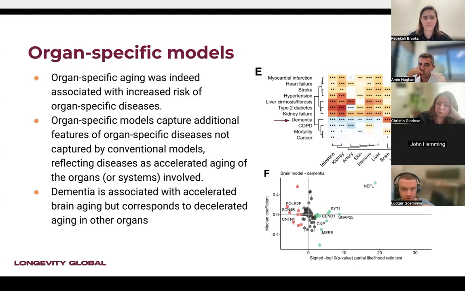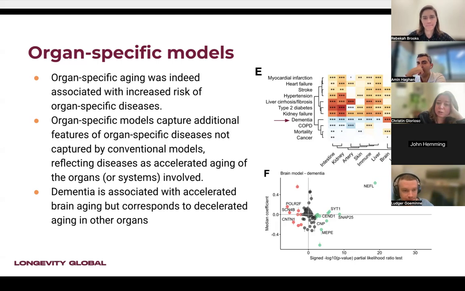Very cool. And then you see this nice cluster also of all those metabolic diseases. I think you have lung with COPD, which is also in there. So they kind of make sense in that respect also. Yeah, very cool.